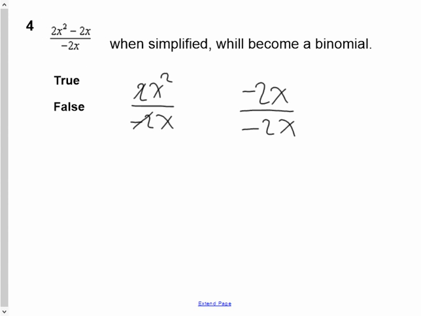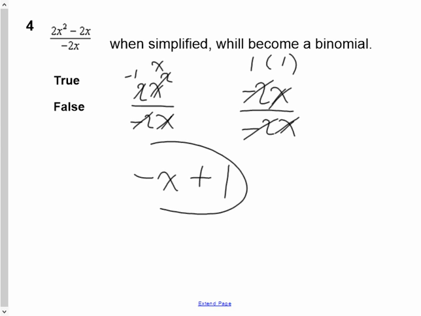2 divided by -2 will be a -1. X squared divided by x will be an x, so you get a -1x. But when you have a coefficient of -1, you could simply write it as -x. -2 by -2 is a 1. X by x is a 1, so 1 times 1 is going to be just 1, or a +1. So when I put these together, that positive symbol really comes into play because it's going to act as your plus sign. And therefore, when I simplify that, I end up with a binomial, or two terms.